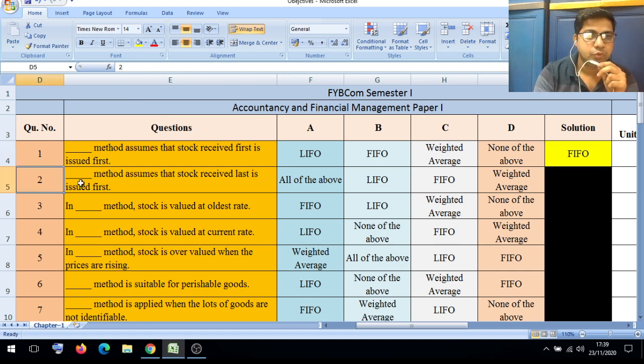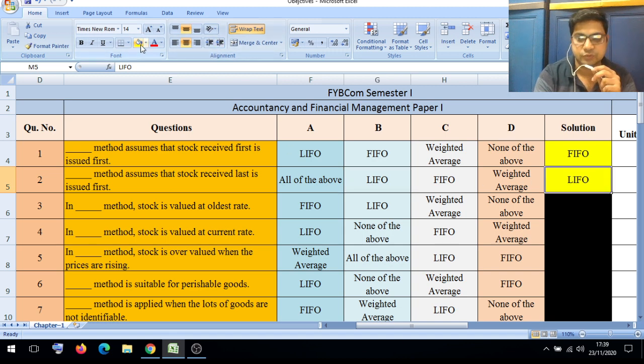Number 2. Dash method assumes that the stock received last is issued first. Option A, all of the above. Option B, FIFO. Option C, LIFO. Option D, weighted average. Here stock received last is issued first, so it is the LIFO method. Last in first out.